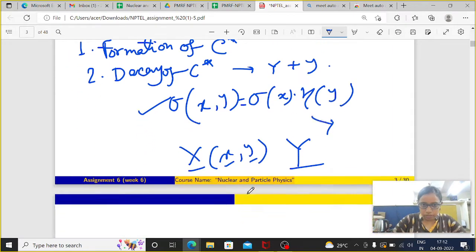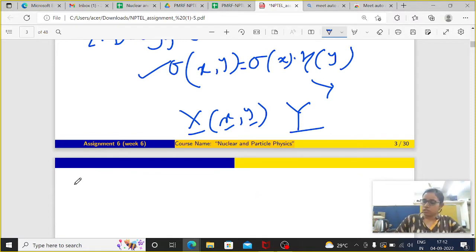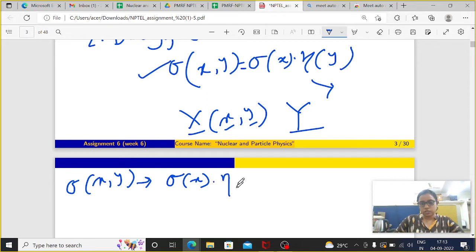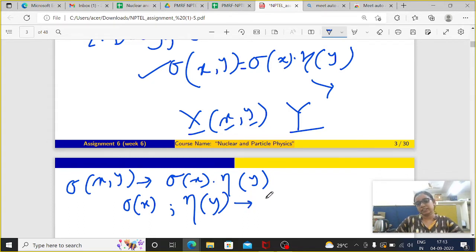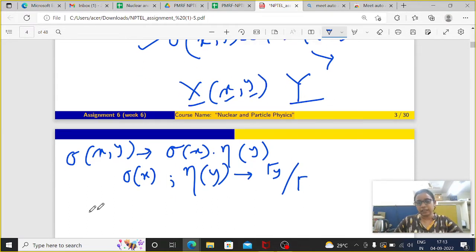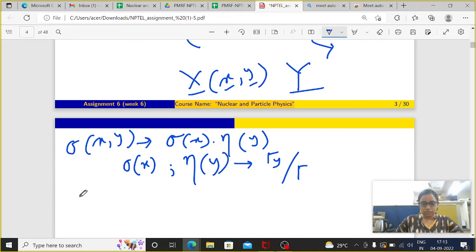Okay, let's go through that formula here. What is sigma xy? Sigma xy is nothing but sigma x into eta y. At first I will calculate sigma x, and then I will calculate eta y. Eta y is nothing but gamma y divided by gamma, where gamma is something I will explain right now. So at first I am going to talk about sigma x. What will be the value of sigma x in the compound nuclear reaction process?